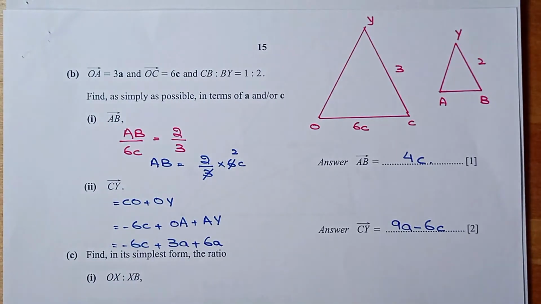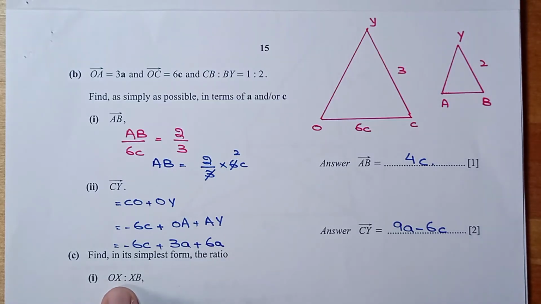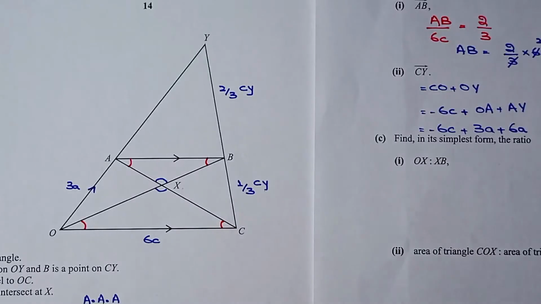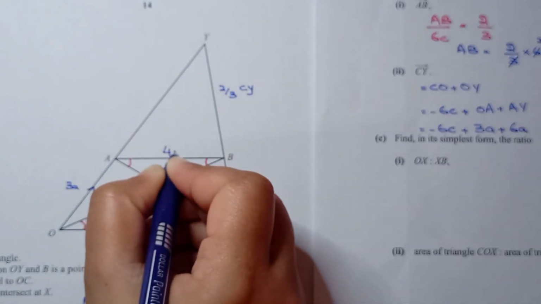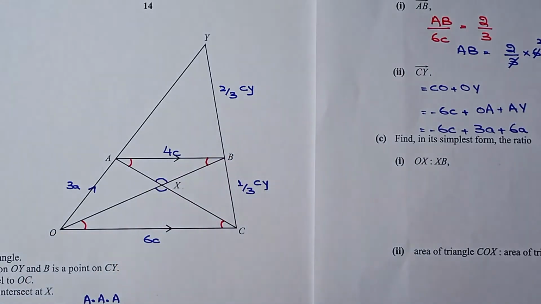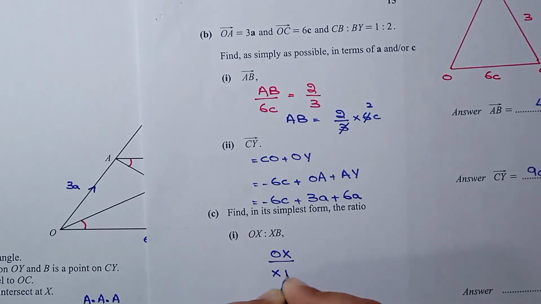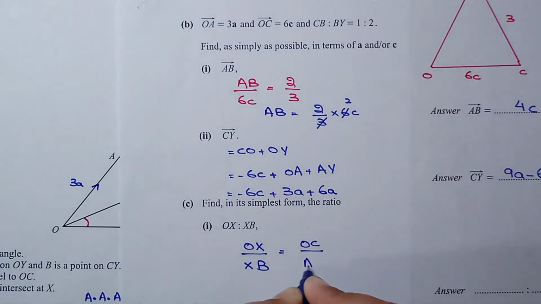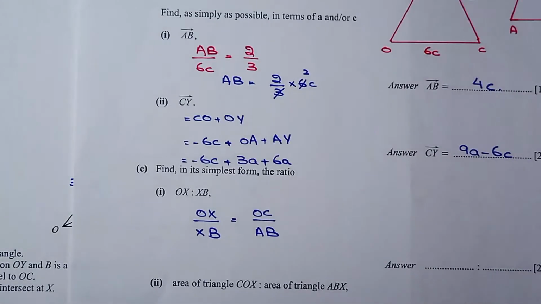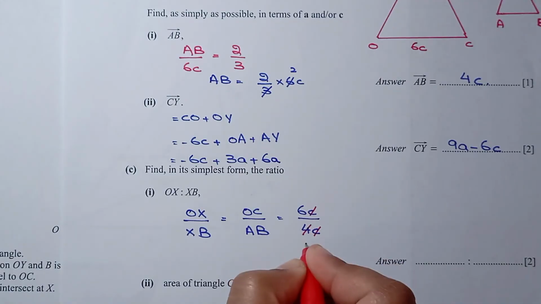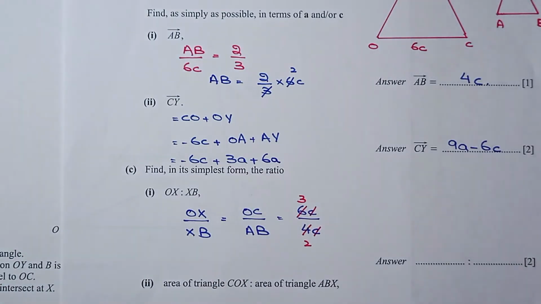Now for the third part, find in its simplest form the ratio OX to XB. As we know AB is 4C, from part one we got 4C. If we use the concept of similar triangles, OX over XB is equal to OC over AB. OC is 6C and AB is 4C. So we can write 6C over 4C. We can cancel the C. 2 times 2 is 4 and 2 times 3 is 6. So these two are in the ratio of 3:2.